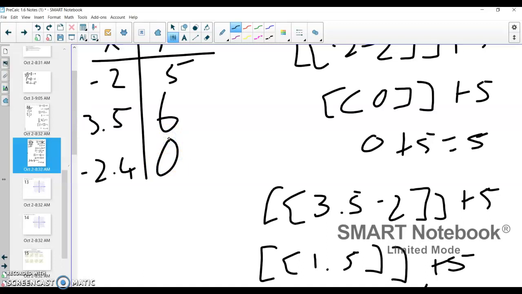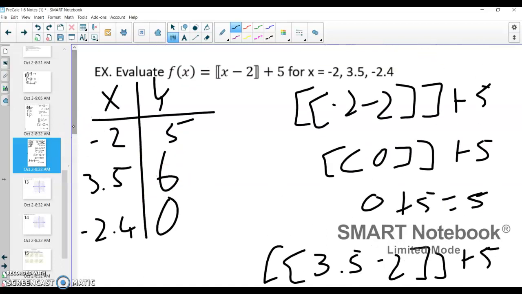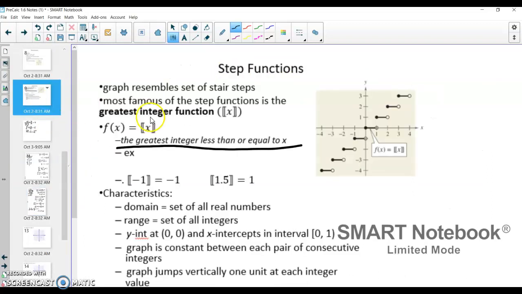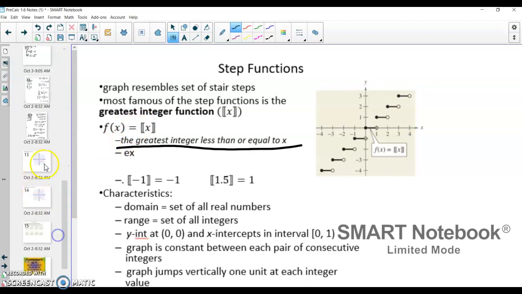Okay, so again, that's just plugging in 3 different x values into some kind of function. And again, that function is called the greatest integer function. Or I like to call it the step function, but that double bracket's really the greatest integer.